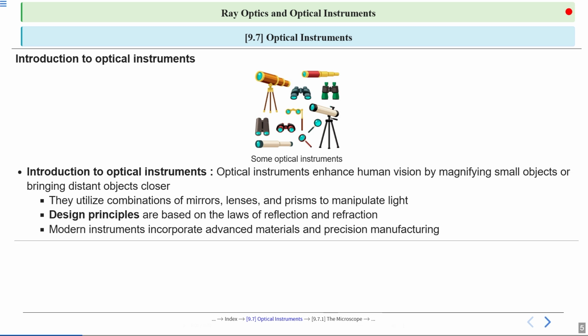Modern optical instruments benefit from advanced materials and precision manufacturing. This means they are more efficient and accurate than ever before, allowing for a wide range of applications in science, medicine, and everyday life.